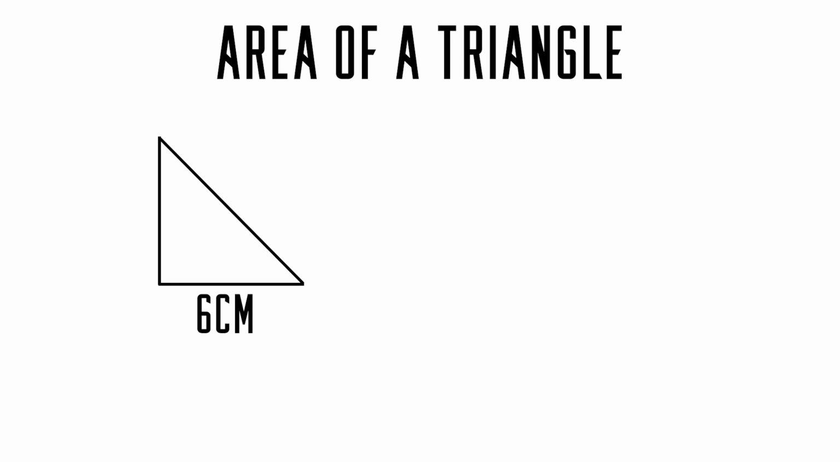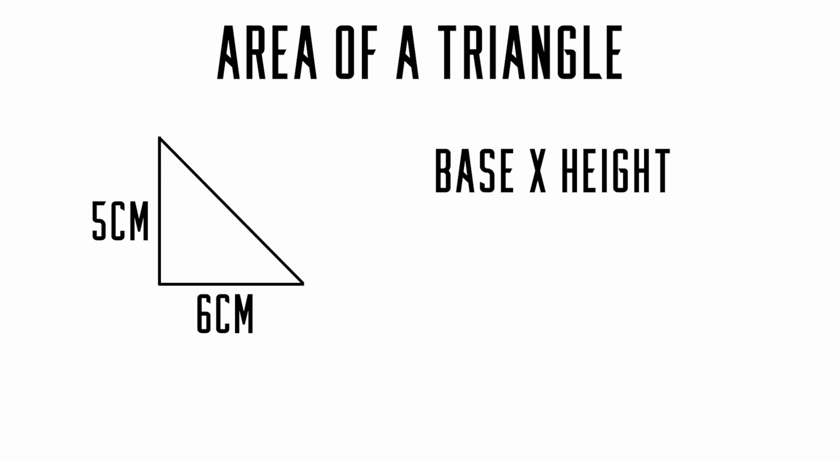Now, if we look at a triangle with a base of 6 cm and a height of 5 cm, this is a slightly different formula that we use to calculate its area. We multiply the base and the height by each other, as we have done for the previous shapes. However, we have to divide by 2 to get our answer.